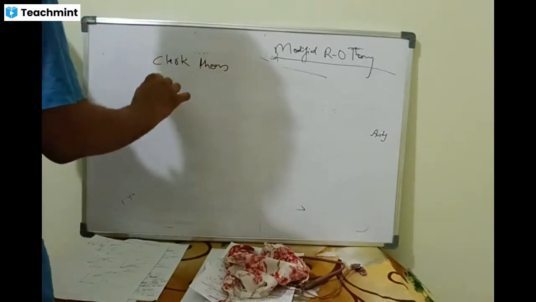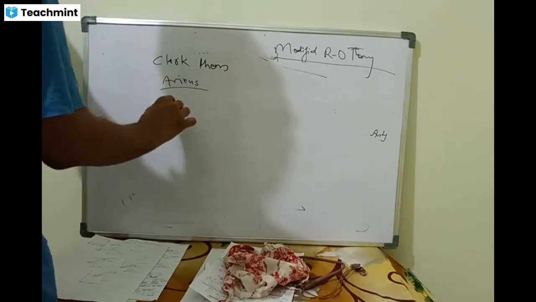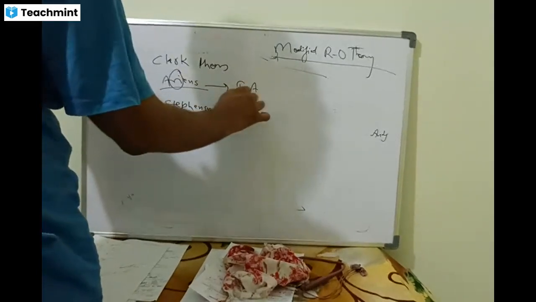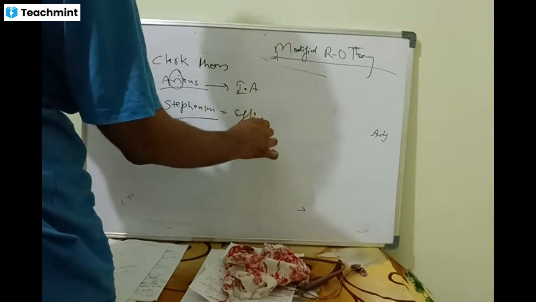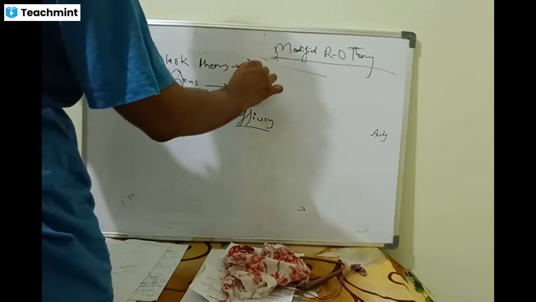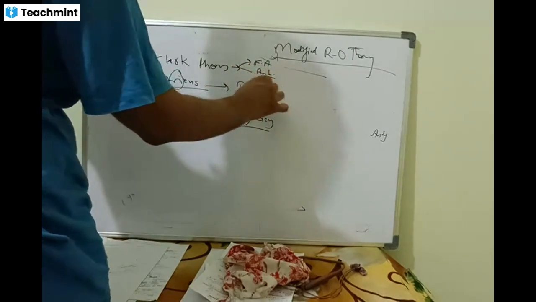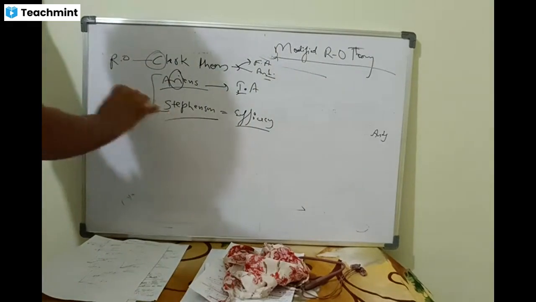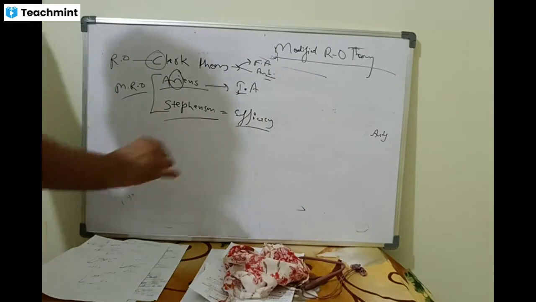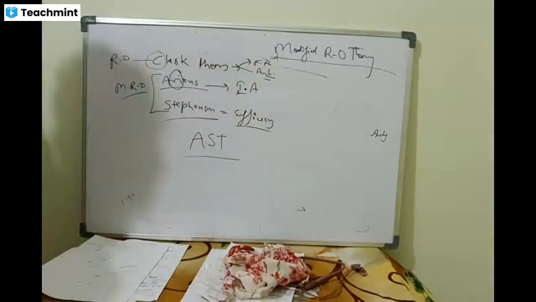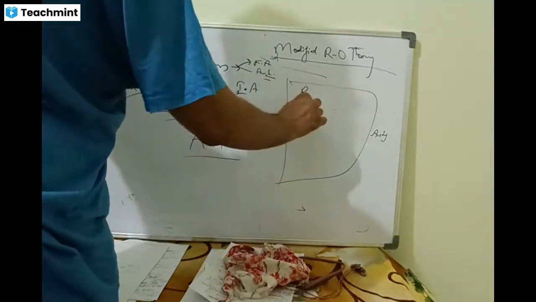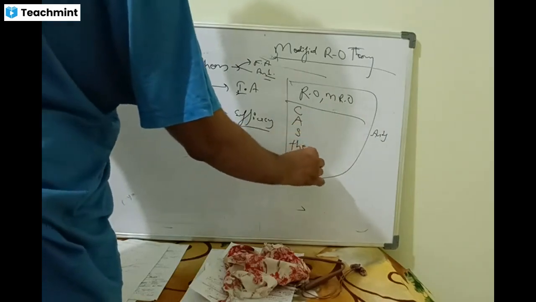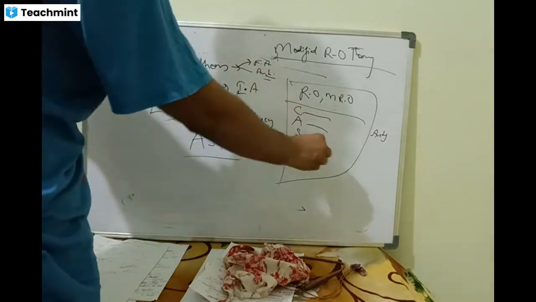So, Clark theory, then the modification given by Ariens and Stephenson. Ariens gave the concept of IA, intrinsic activity, and Stephenson gave the concept of efficacy. And Clark theory gave the concept of full agonist and competitive antagonist. So this is the receptor occupancy theory, and these two give the modified receptor occupancy theory, also known as Ariens-Stephenson theory. So receptor occupancy and modified receptor occupancy are known as CAS theory, that is Clark, Ariens, Stephenson theory.